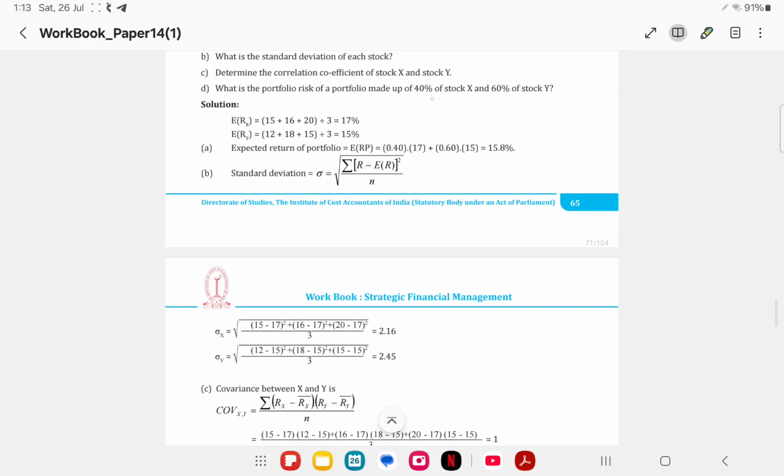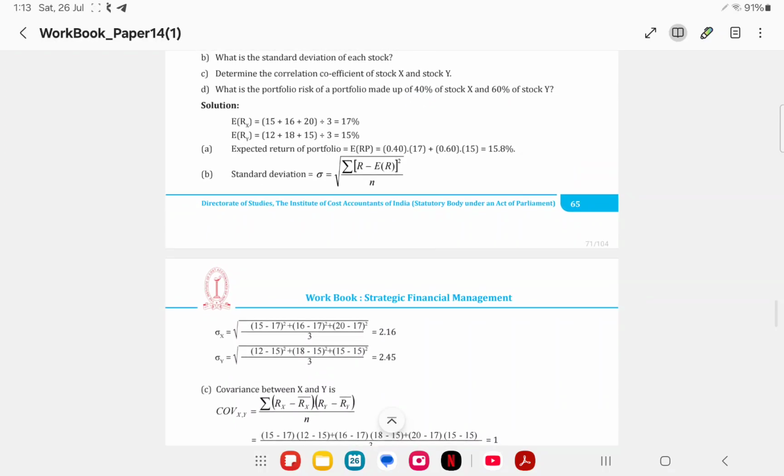So here under this is given 40% and 60%. So how do we calculate that? It is weight square x into variance of x, plus weight square y into variance of y, plus 2 into weight into weight into covariance xy. So basically this is the formula.